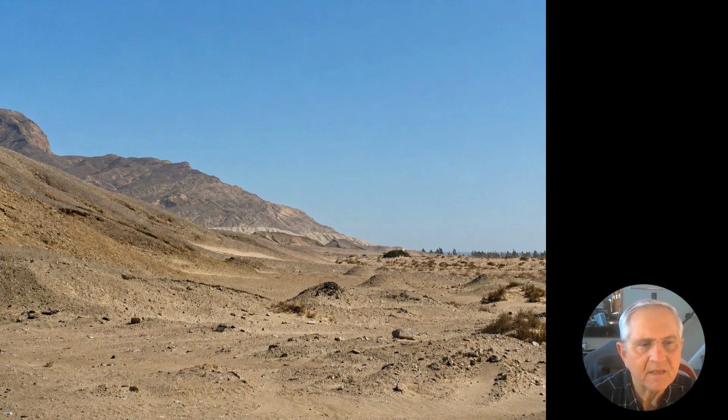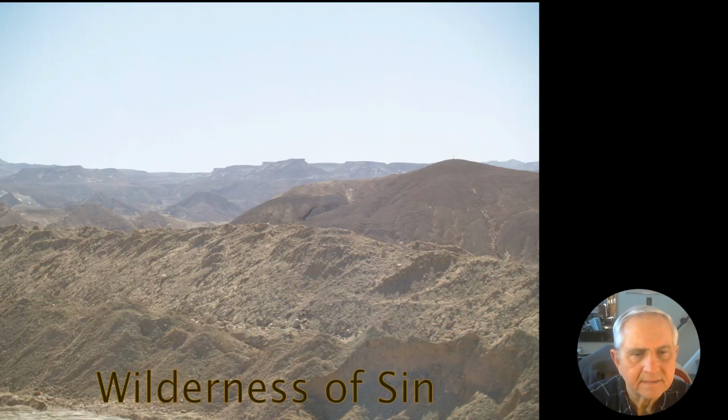Here's where the mountains come right to the sea, and you can barely see the sea here. Let's see if I can point to it here. Faintly, you can see the sea and some of the trees, and the mountains come right down to the sea, and that's where they would be camping.